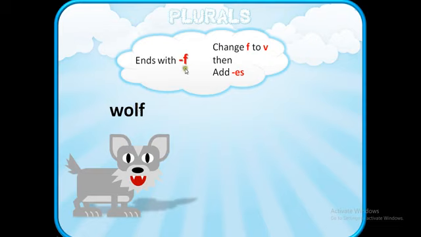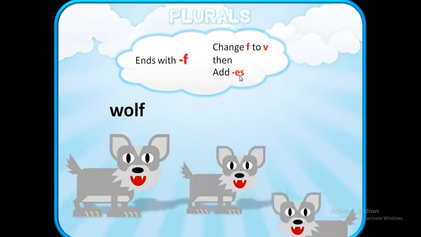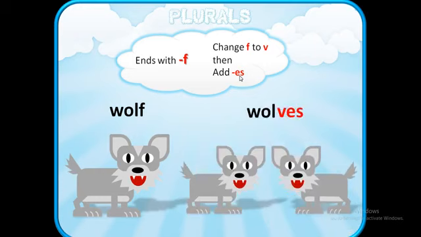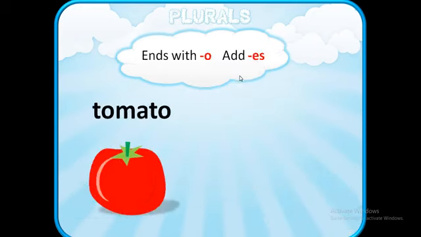Now, wolf. Now this noun ends with F. Please pay attention that we talk about nouns. So this noun ends with F. What are we going to do? Change F to V. Then we add ES. Wolf, wolves.